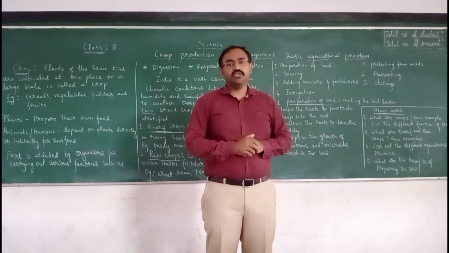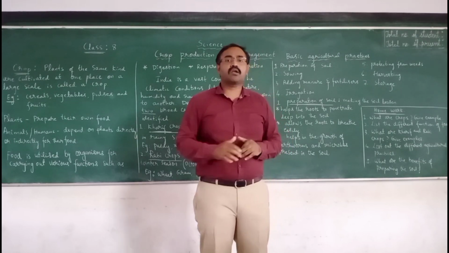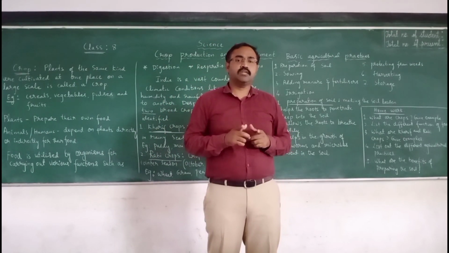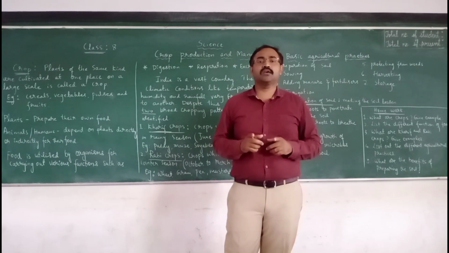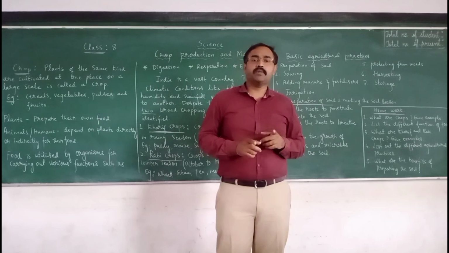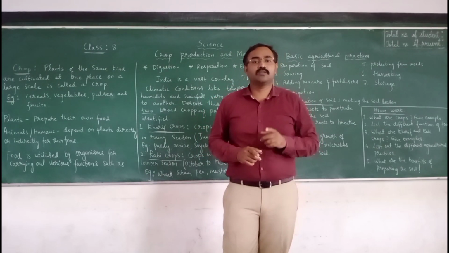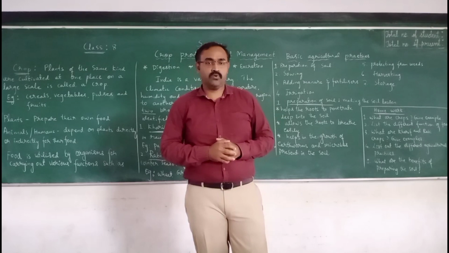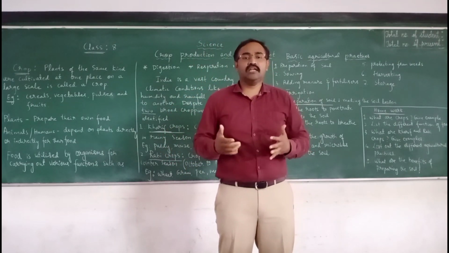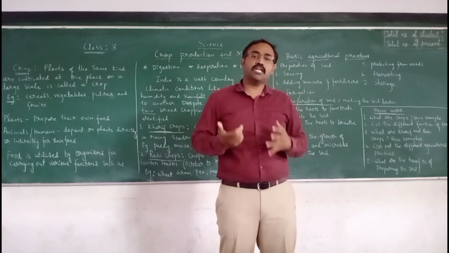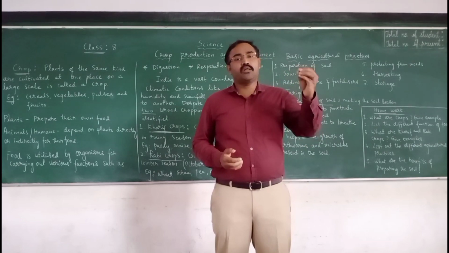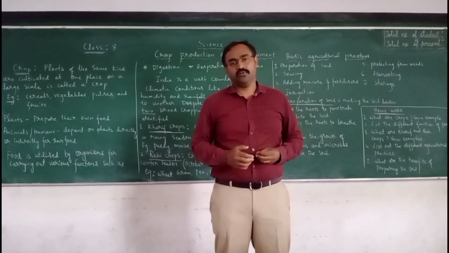We, the human beings and the animals, are dependent on plants for our food. You studied that plants prepare their own food with the help of sunlight, carbon dioxide and water, a process known as photosynthesis. So we, human beings and animals, depend directly or indirectly on plants for our food.